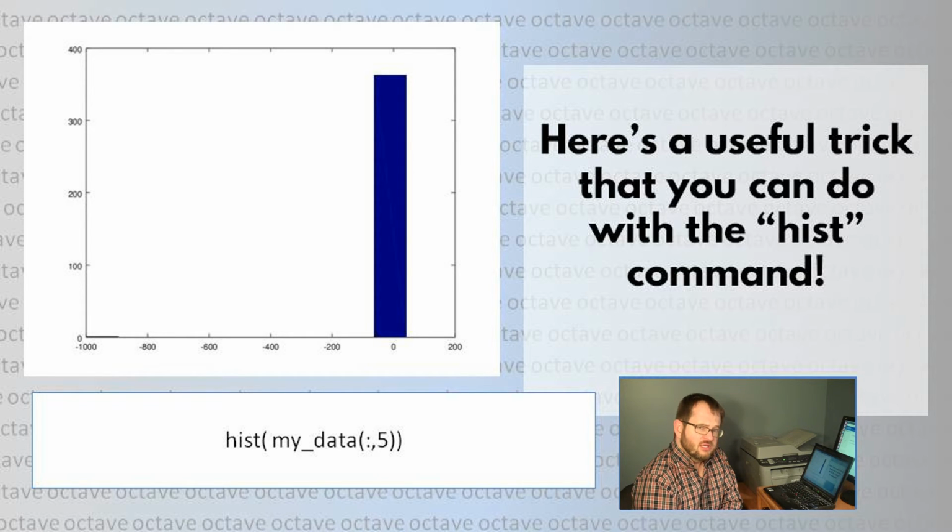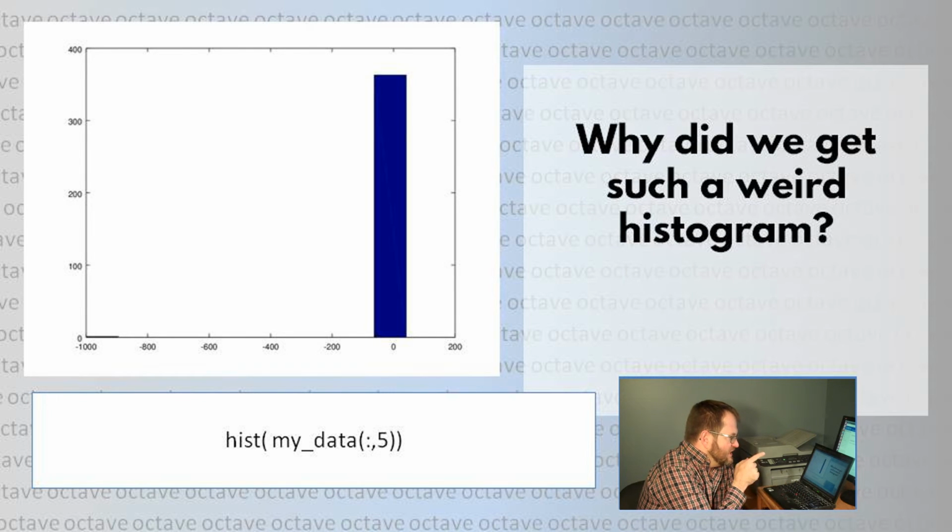Does that look normal? That is the weirdest looking histogram I've ever seen. What happened? How come it's just a bar? How come it's not some kind of mound or something like that? Well, it actually is a little different than what you think it is. Why is it such a weird histogram? It's because there's missing data.